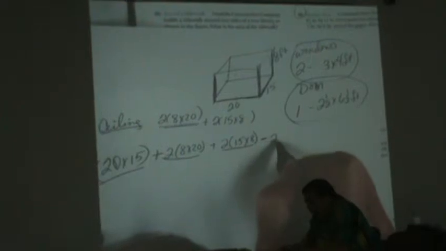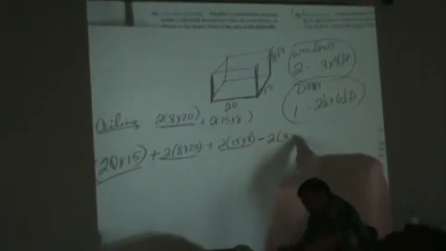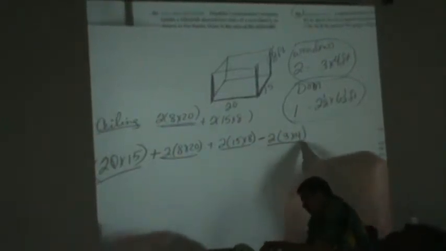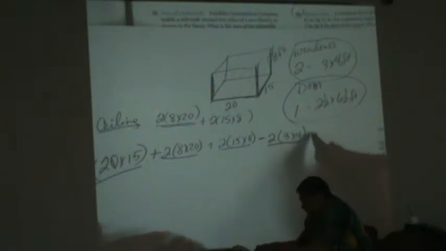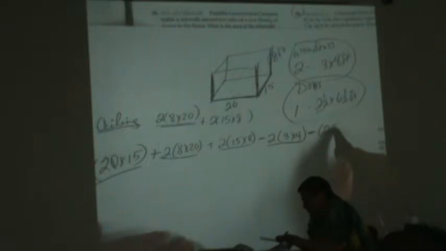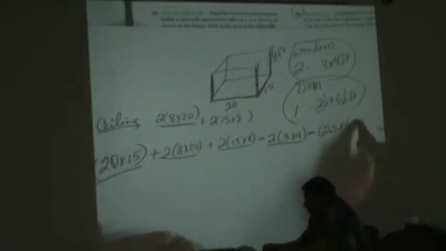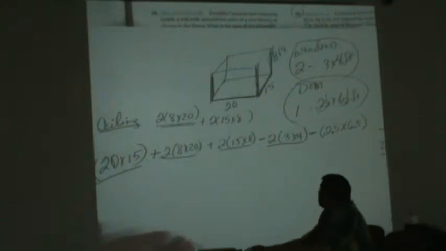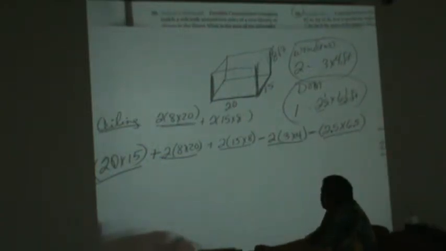Now we need to subtract the 2 windows that are 3 by 4, and we need to subtract the 1 door that is 2.5 by 6.5. Okay? So do all of that.